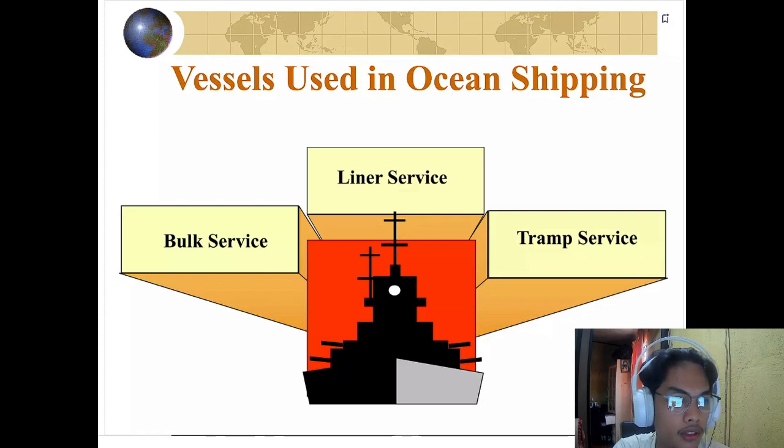So, there are also vessels used in ocean shipping. So there is bulk service, liner service, and tramp service.